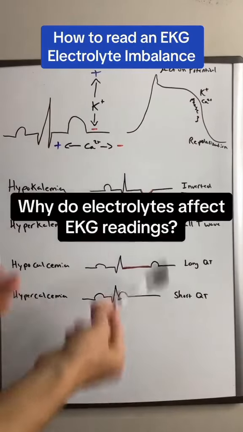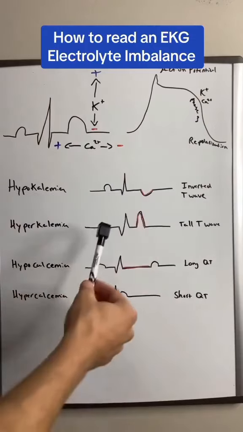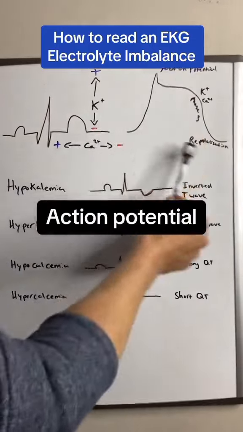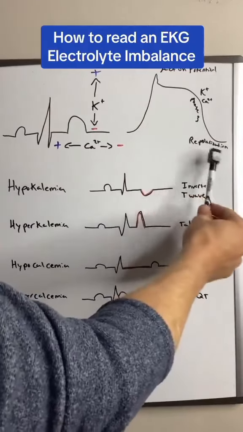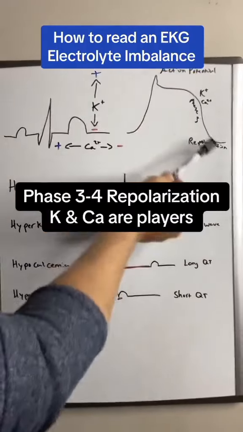Now, people ask why this affects your EKG readings, and a lot of it has to do with your action potential. During phase 3 and phase 4, which are repolarization, potassium and calcium are huge players.